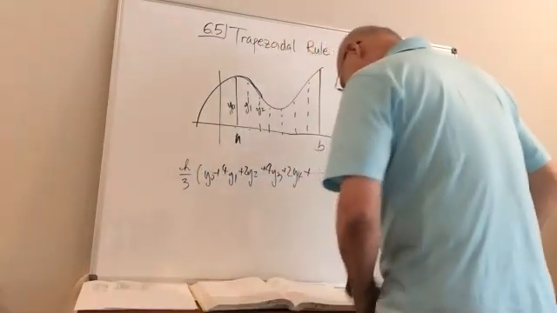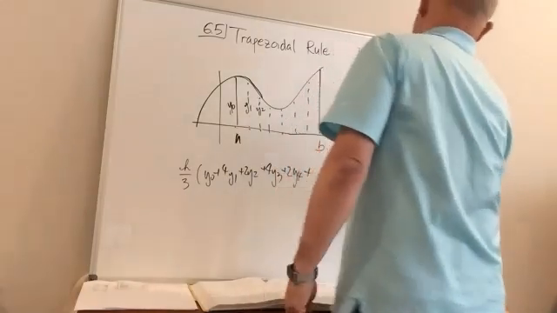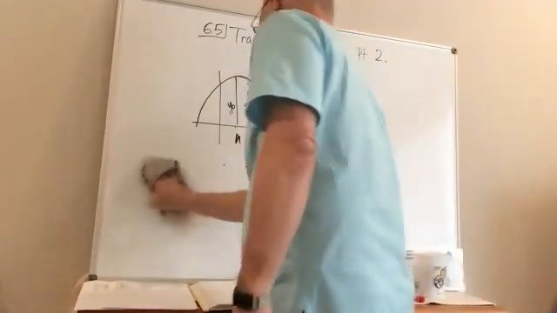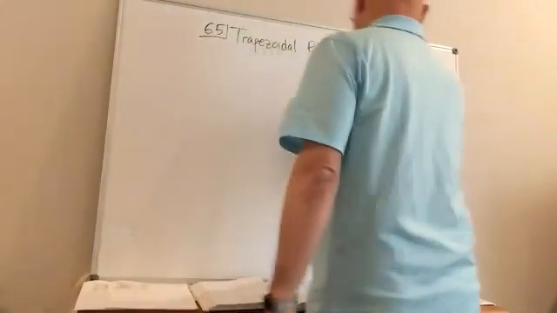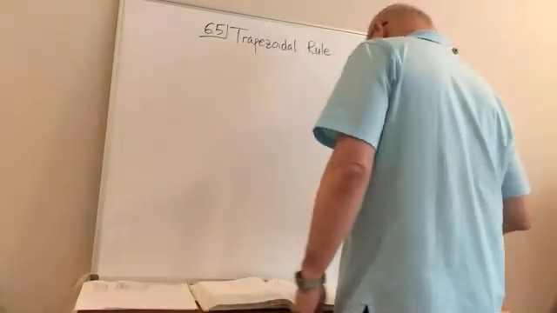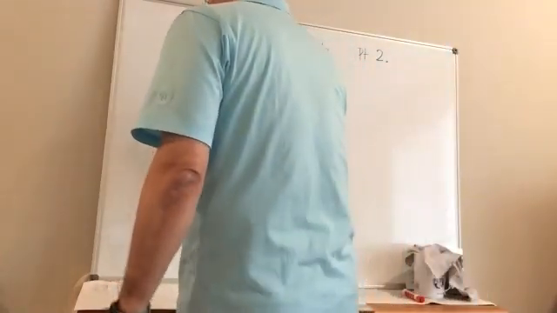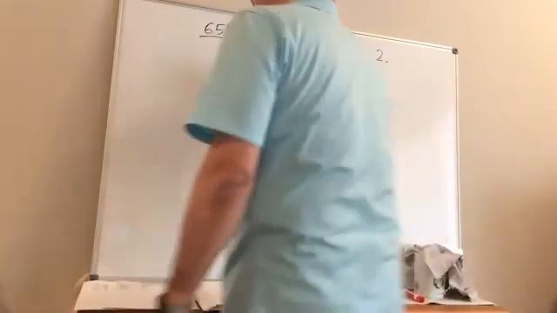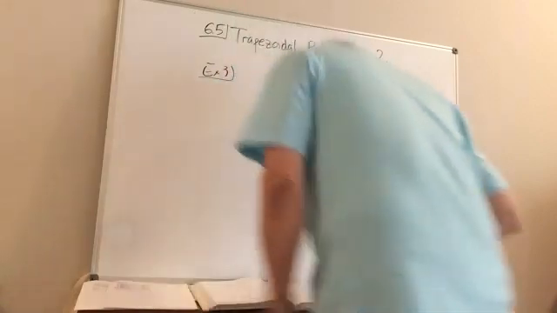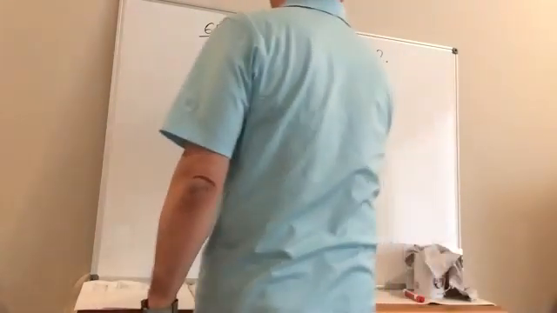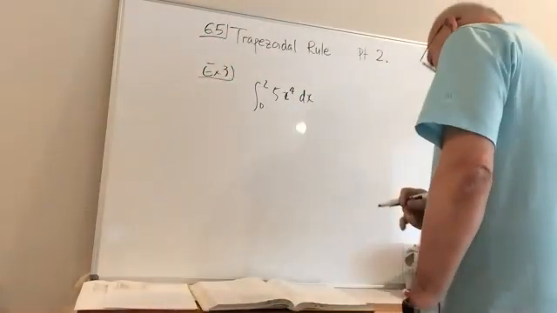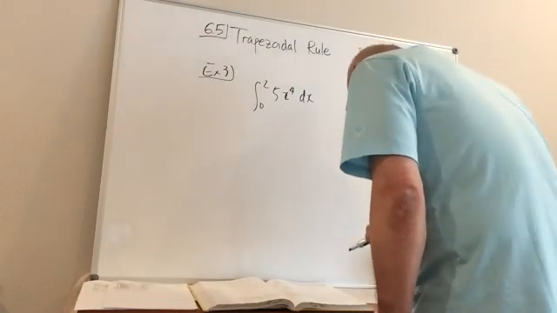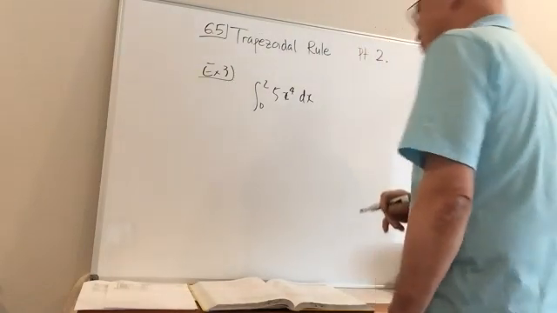So yeah, I guess we'll do example number 3 and see if we can actually use this rule. We are trying to find the integral from 0 to 2 of 5x to the 4th dx. We're going to use n equals 4.